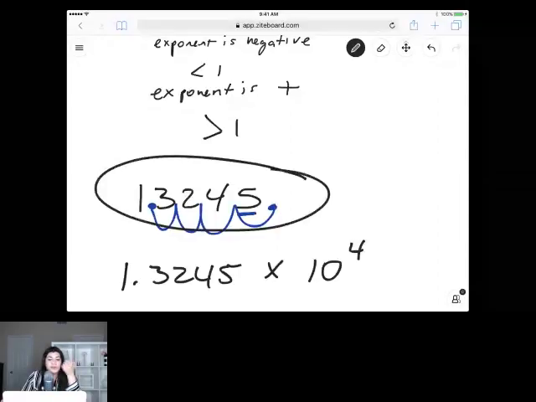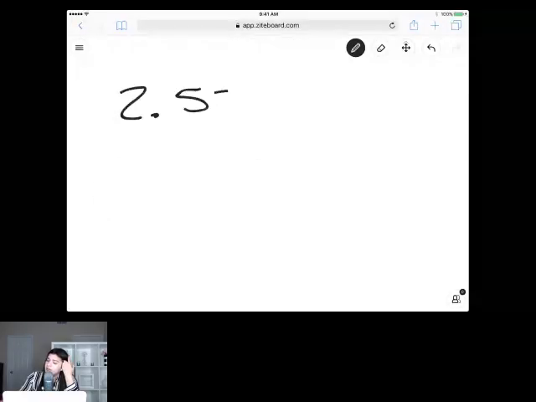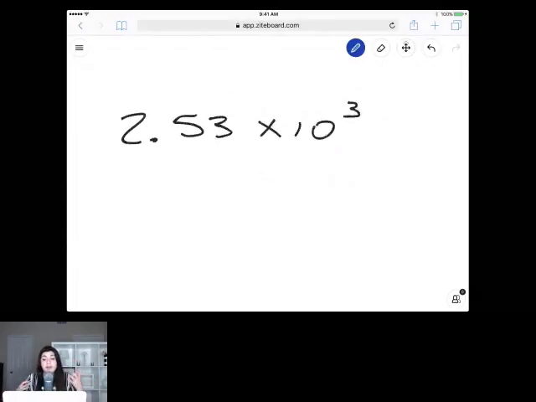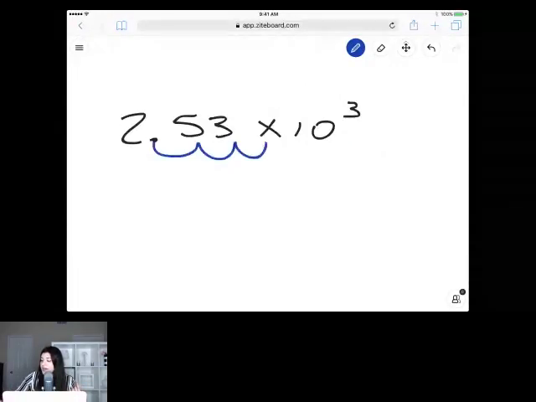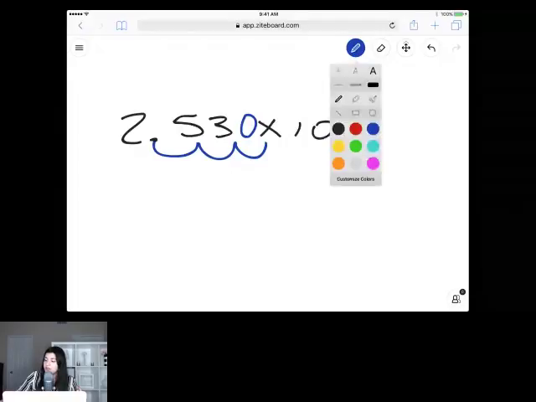Let's say I was now going backwards and I started off with 2.53 times 10 to the third. With a positive exponent, you move to the right 3. Because we're trying to make it a large number, moving this decimal place to the right 3 would have been 1, 2, 3, and I'm going to put a 0 right here where I have that extra space. So our final answer would have been 2,530. That's how we expand that back to standard notation.